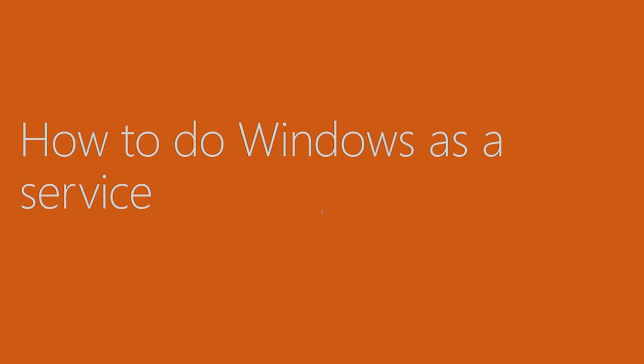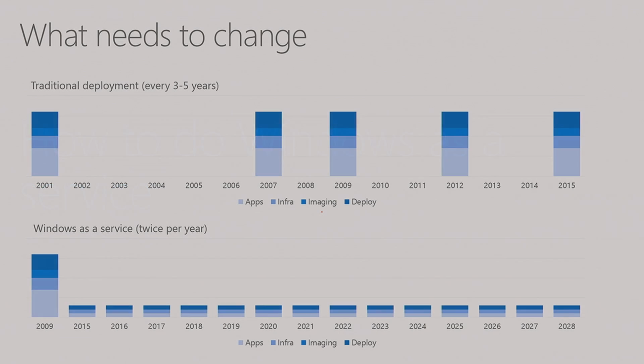So let's talk then about how. We've talked about conceptually building these rings and doing deployments first in pilot rings and then in broad deployment rings. So how do you do that? It's useful to look at this from the perspective of a typical deployment project.